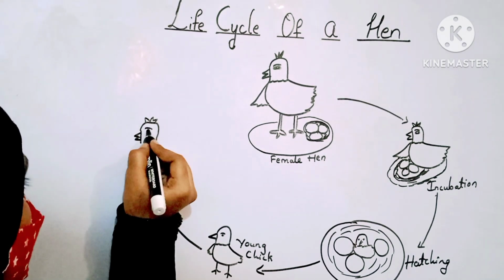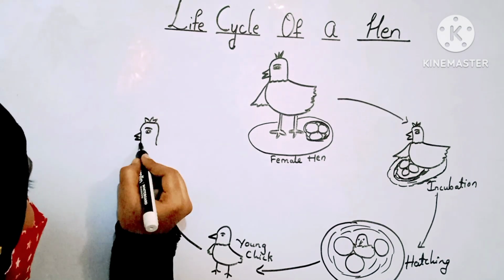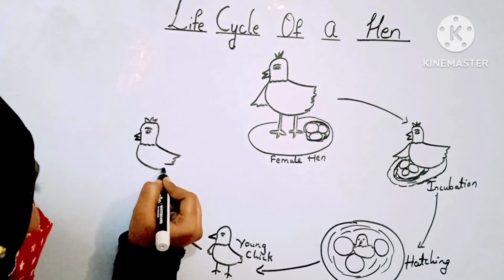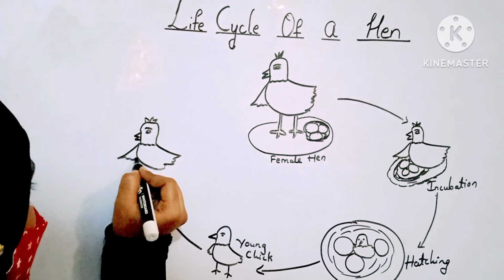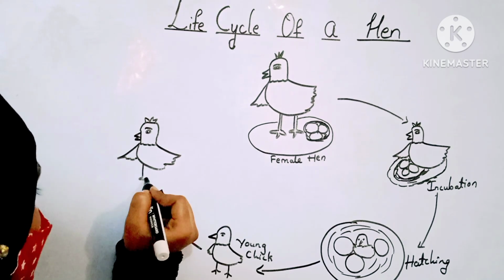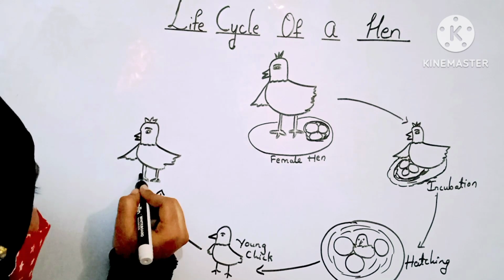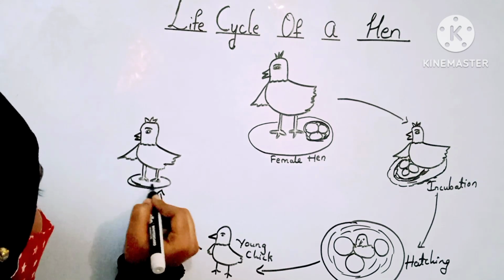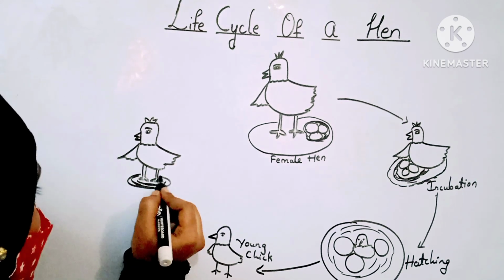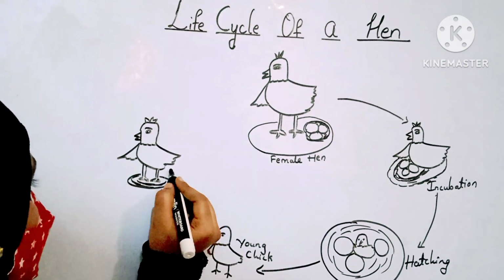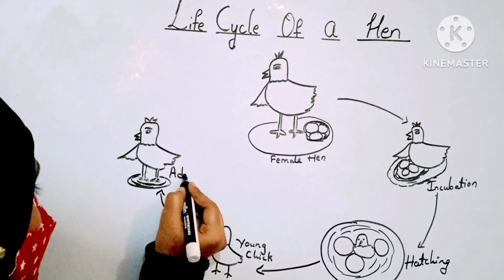The last stage, the chick will grow into an adult chicken. Now it can breed and produce its own eggs, isn't it? The chick is grown up as a chicken, the adult chicken. You can see here it is fully grown up as an adult. This is a complete life cycle of a hen.